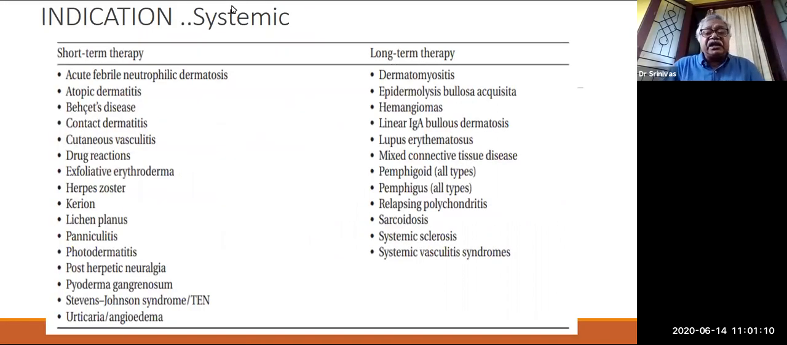Then what are the indications? These are the indications for systemic steroids. You know that it has plenty of indications in dermatology, and we can use it, but it has to be used carefully. It has to be used properly. One should think twice about starting it, and then of course stopping it also is a risky proposition. And there are various ways to stop the steroids, which I'll be discussing as we go along.